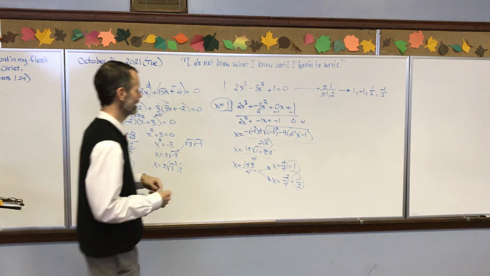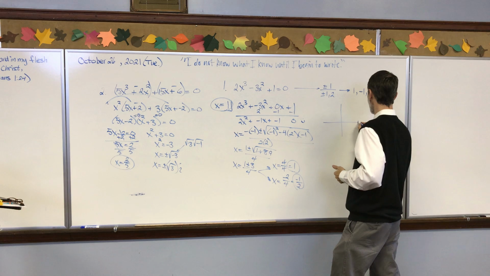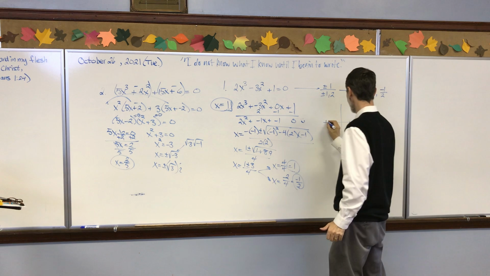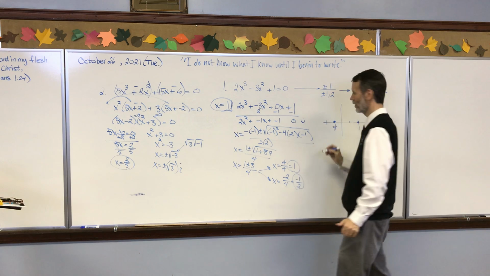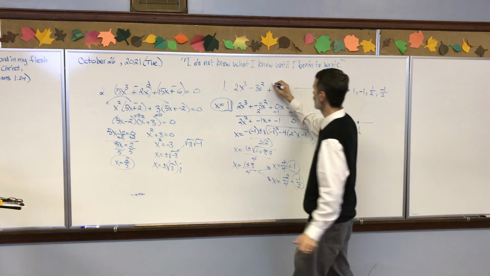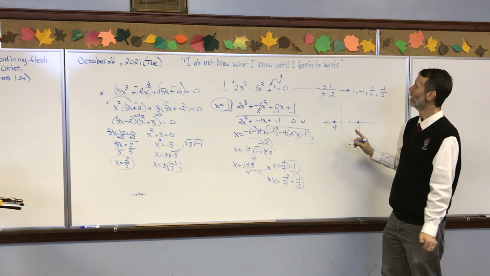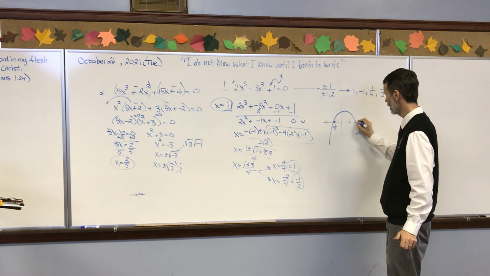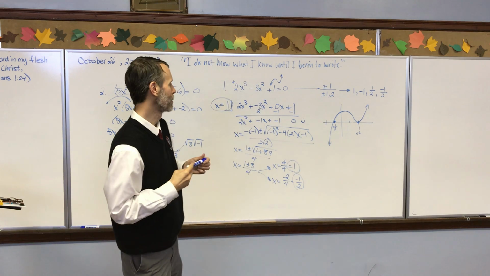So what happened if you graph this thing? There's a single root at negative 1 half, and there's a double root at 1. And since this is a positive cubic, it goes up, down, up. It's positive because the first number is positive. It's going to punch through and then bounce. So if you had to make a rough graph, it would look like that.